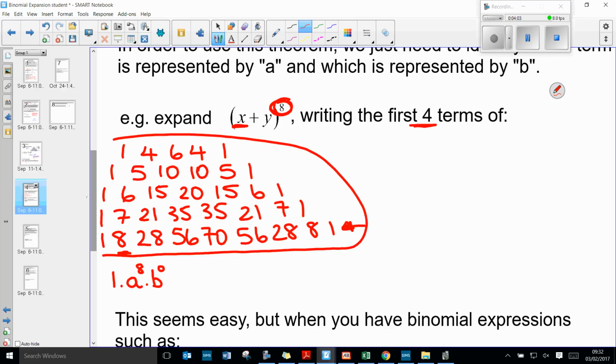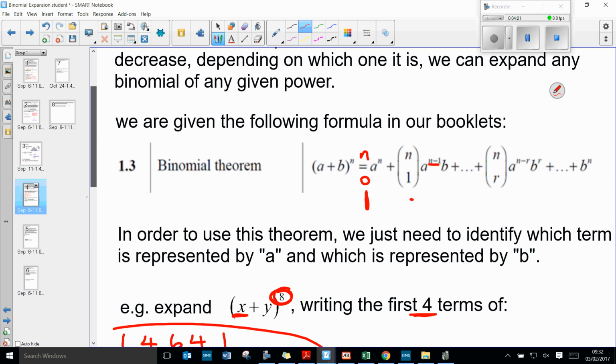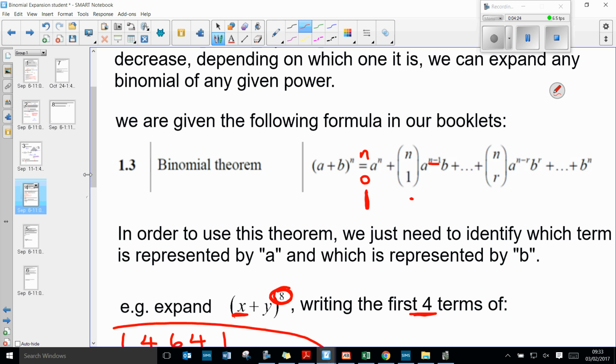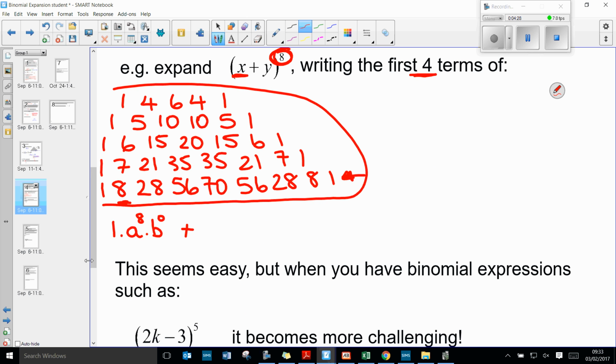So our second term. If I'm following the formula, why is it just a to the power n? Shouldn't it be n minus 1? No, because the first term here, look, is just a to the power n. But I've actually included the whole 1 and the b to the power 0 as well. So if I was actually following that formula, I shouldn't have done those. But I often think it helps just to really clarify what's happening.